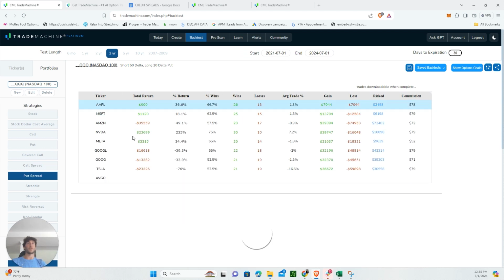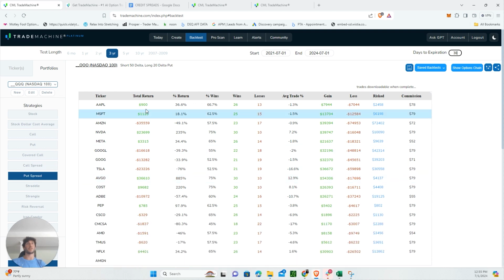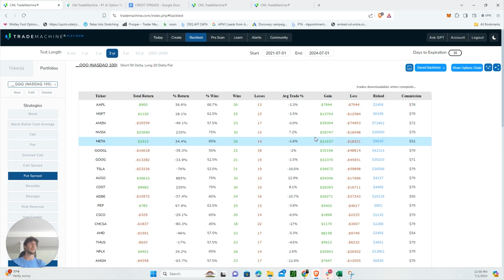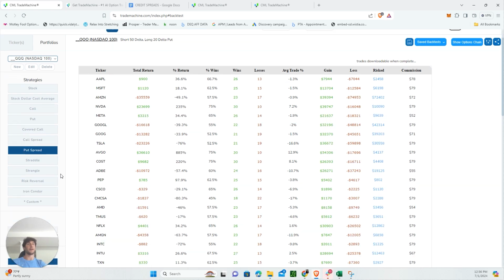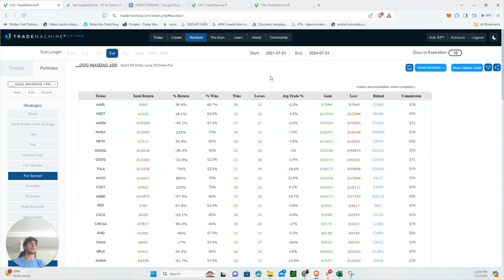So this is going to load all the stocks in the NASDAQ 100. It's going to tell you what your total return would have been, your return percentage, your win rate, the average trade, the whole nine yards. And we're going to figure out, okay, how did that actually work if we wanted to play the selling put spreads game, which is a put credit spread, over the last 3 years? And it's going to give us all that data.